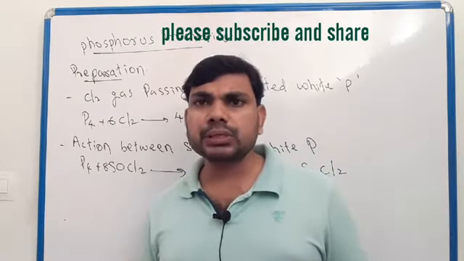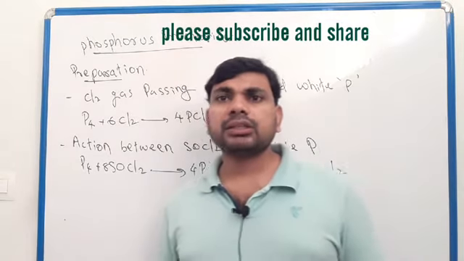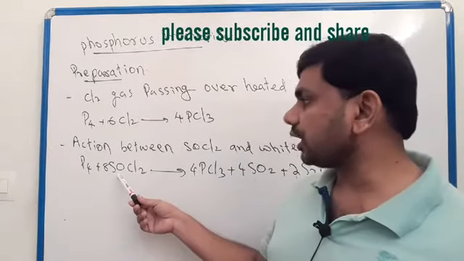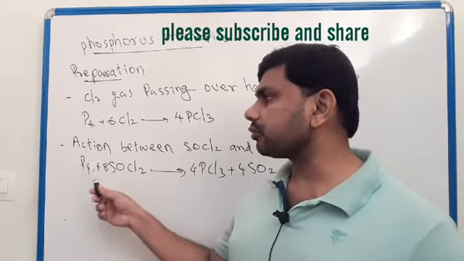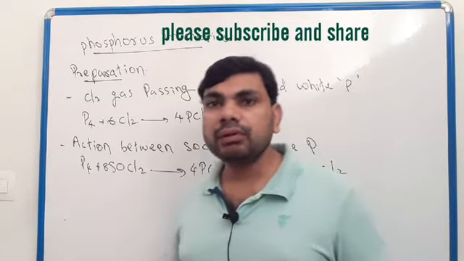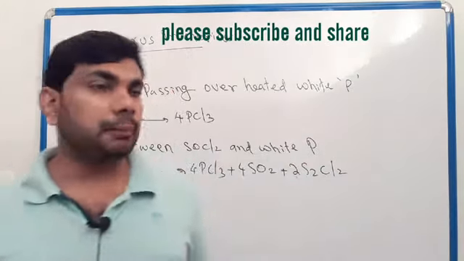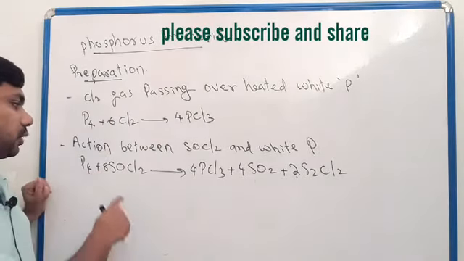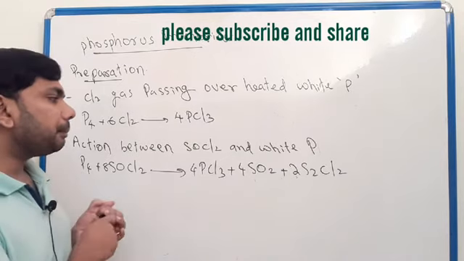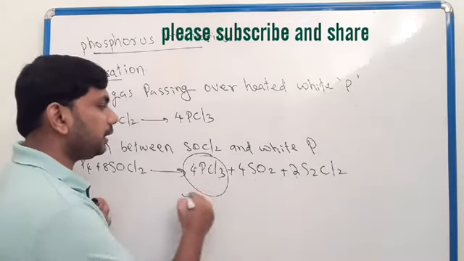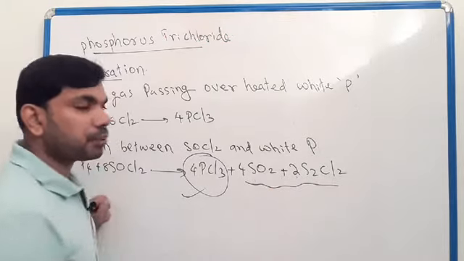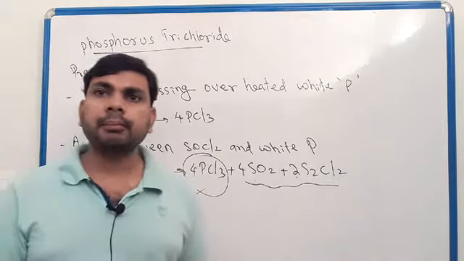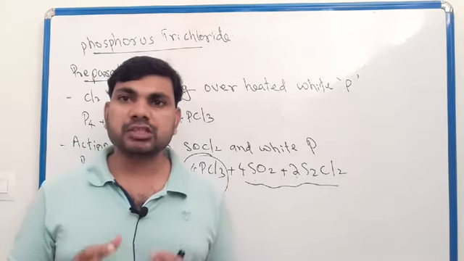Second method to produce PCl3, thionyl chloride, SOCl2. This is thionyl chloride. Thionyl chloride reacted with white phosphorus, we will obtain PCl3. Look here, white phosphorus reacted with SOCl2, it produces PCl3, and this will be the side product. Okay, so these are the two methods to prepare PCl3, phosphorus trichloride.